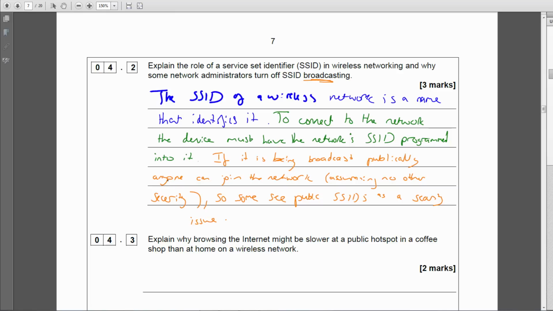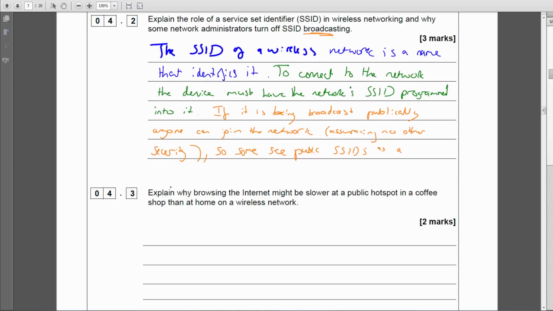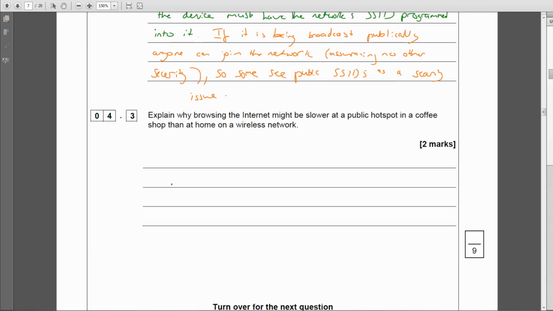Again, this is what I'm struggling with a little bit. So some people see public SSIDs as a security issue, so hopefully that will get us the marks, although it took me a while to get there.